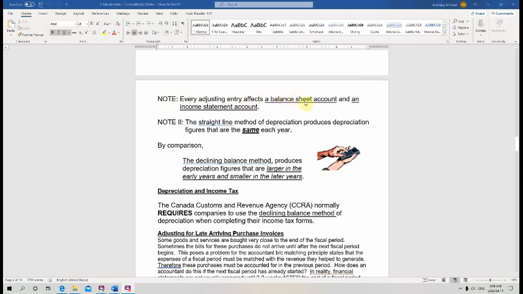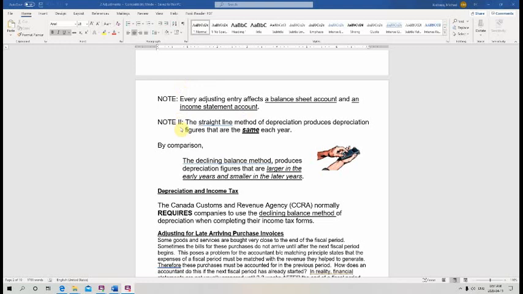Now, every adjusting entry affects a balance sheet account and an income statement account. So if you think about it, we started off with prepaid expenses. So rent expense debited, that's an income statement account, and prepaid rent credited, that's a balance sheet account. For supplies, it's supplies expense, which is an income statement account, and supplies, which is a balance sheet account. For depreciation, it's depreciation expense building, so that's an expense, an income statement account, and accumulated depreciation building, which is a contra asset, which will go on the balance sheet.